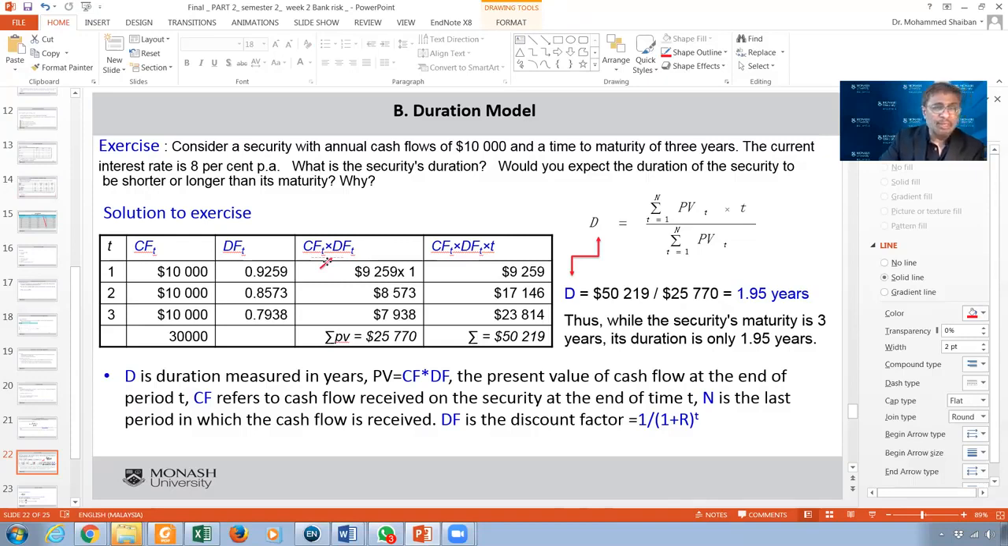Now somebody will say, sir, do you have a proof? Do you have the proof for this formula? No, I don't have it, and you don't have to worry about it. It was developed like this, so it takes into consideration the cash flow.